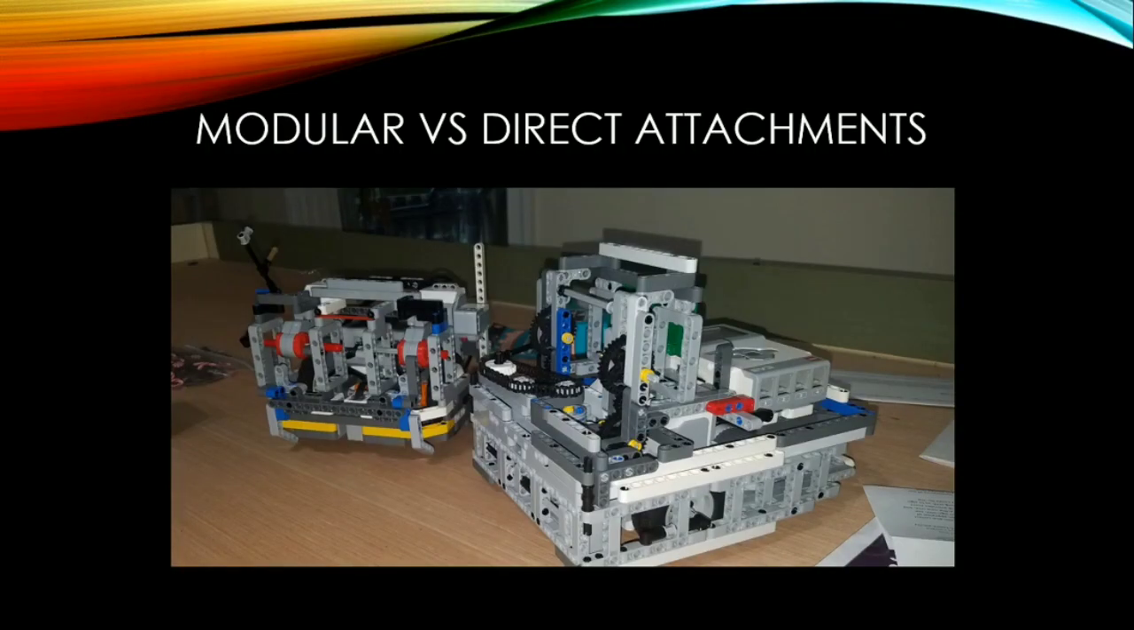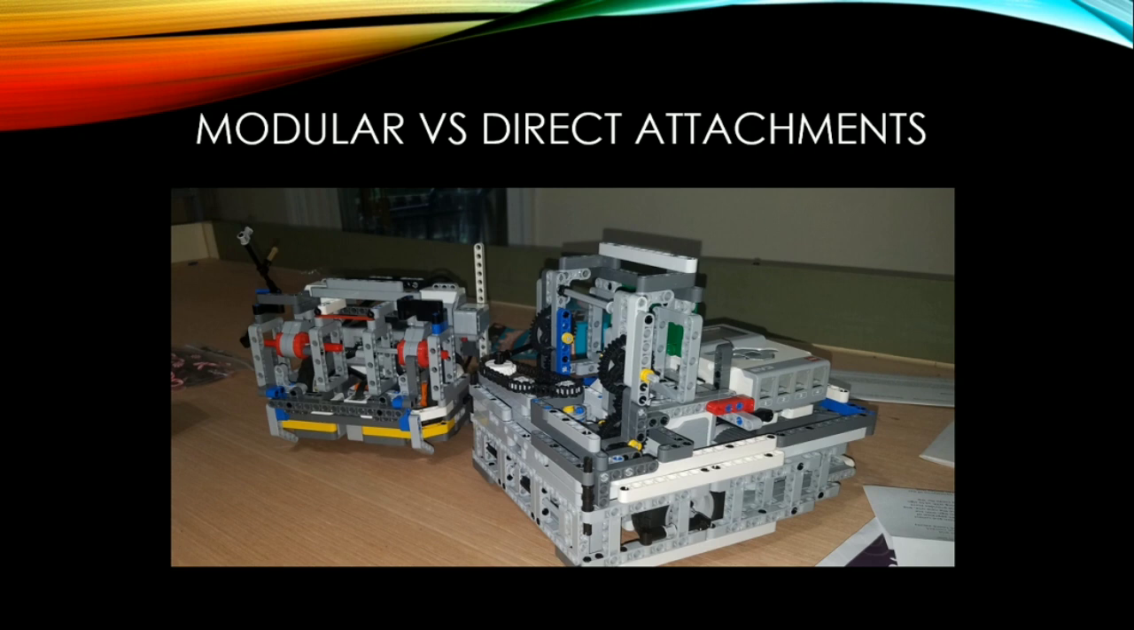Alright guys, so like discussed, we are going to be discussing the modular versus direct attachments. The robot on the right is a modular robot, so it takes modular attachments. The robot on the left is a direct attachment robot.